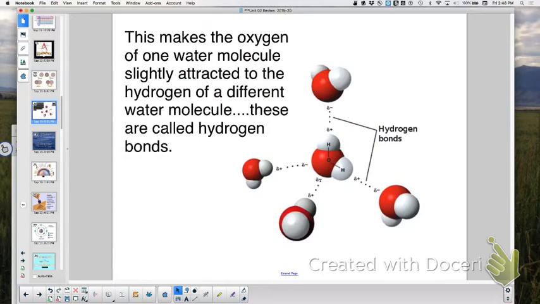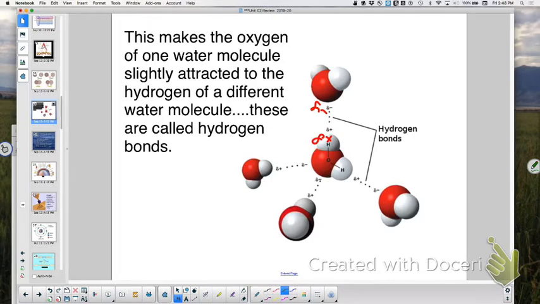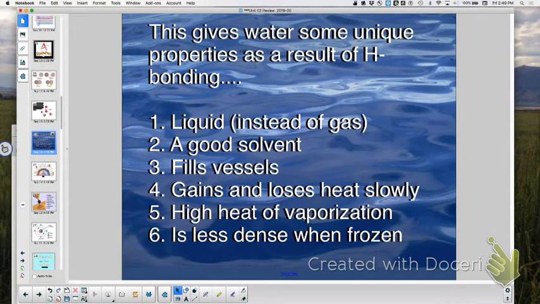Hydrogen bonds. When one water's oxygen, which is partially negative, is attracted to another molecule's hydrogen, which is partially positive, then that is a weak but important bond called a hydrogen bond. Where do we see that in other things? It doesn't have to be with water. It could be 2 chains of nucleotides, 2 chains held together in DNA.